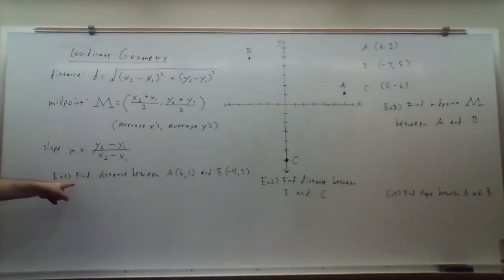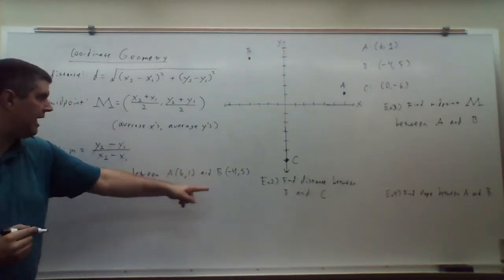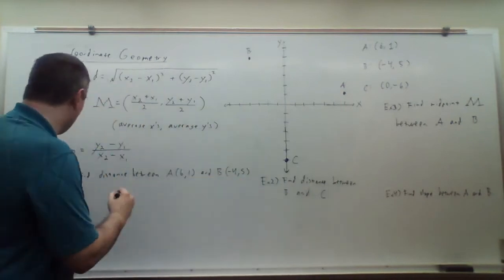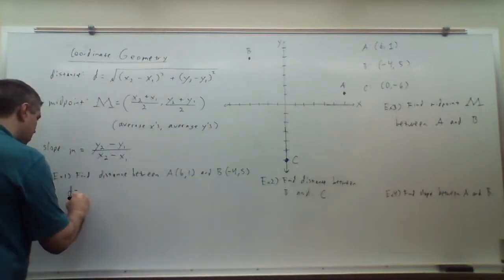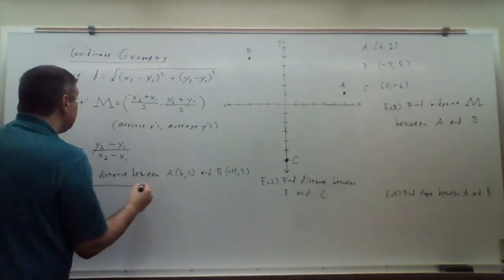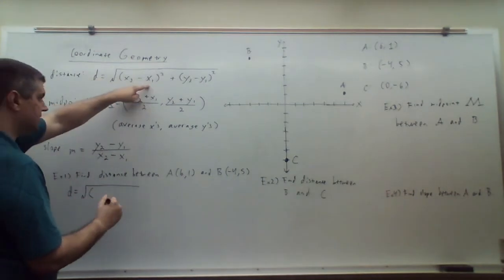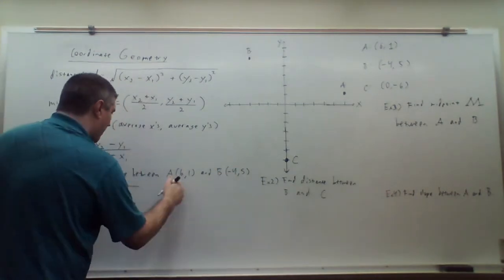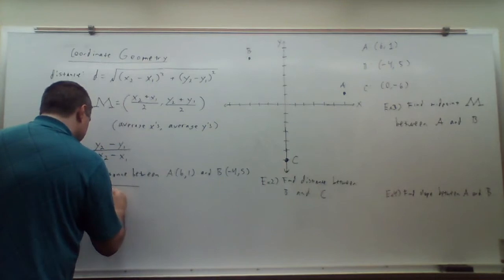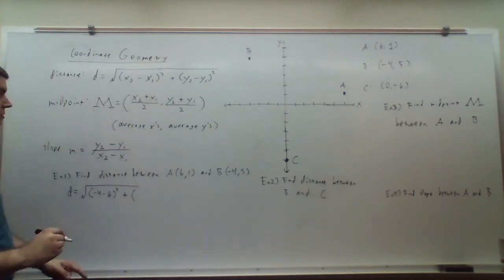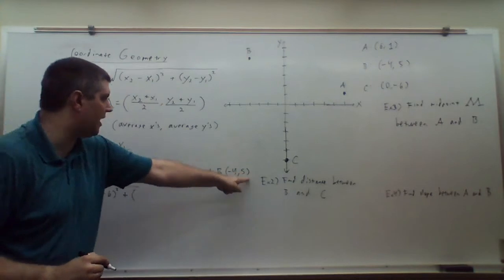I will now proceed to do the examples. Okay? So example 1, find the distance between A and B. And this time I explicitly stated the coordinates. So the distance will be, here's the distance formula. Subtract your x's. So negative 4 minus 6 squared plus, subtract your y's. 5 take away 1.